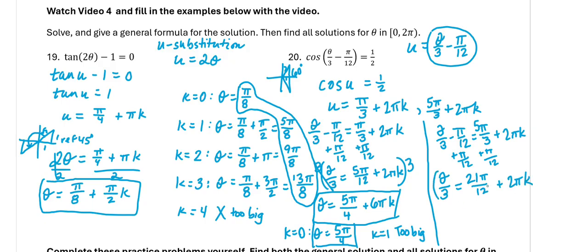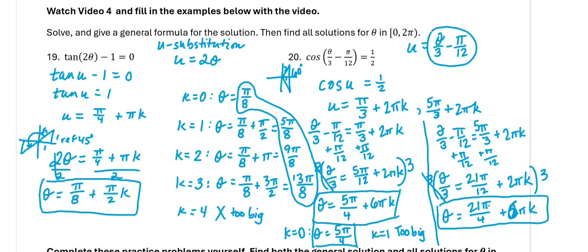Okay, and then I'm going to have to multiply both sides by 3 in order to get theta by itself. So theta is equal to 21 pi over 4 plus 2 pi k. Oh, not 2, 6. Sorry, this video is going on too long and I'm getting tired. Okay, 6 pi k though, right? Because 2 times 3. All right, now this is our general solution. We are happy with it, right?